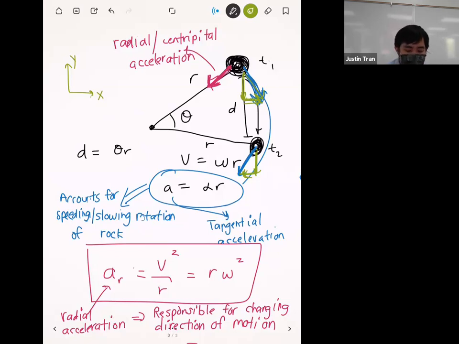Because as the rock travels from position 1 to position 2, the direction of its motion is changing. And whenever you have a change in direction of your motion, you have to have some kind of acceleration that caused that change in motion. And so that's the whole point of the radial acceleration, to provide this change of direction that's necessary to sustain circular motion. All right. Any questions on this?